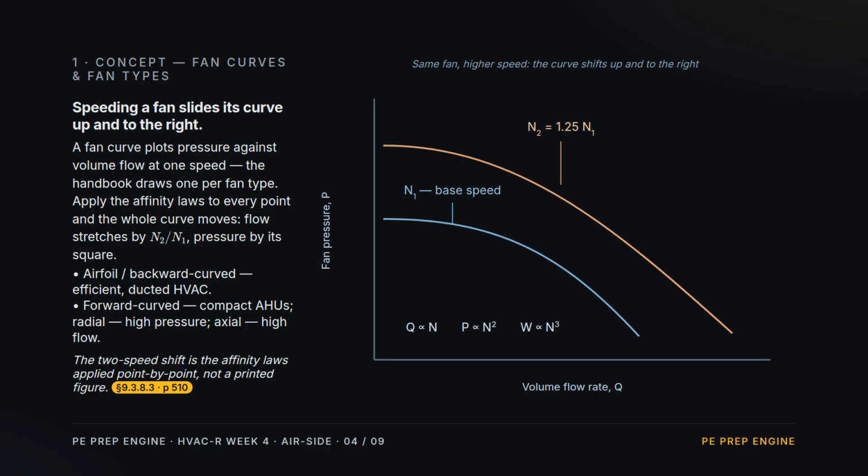Concept 3. Fan curves and fan types. A fan curve plots pressure against flow at one speed, and the handbook draws these qualitatively for each fan type: airfoil, backward curved, radial, forward curved, and axial. Airfoil and backward curved fans are the high-efficiency ducted HVAC choice. Forward curved run slow and compact. Radial make high pressure for material handling. Axial move lots of air at low pressure. Apply the affinity laws to every point, and the entire curve slides up and to the right. Flow stretches with speed, pressure lifts with its square.